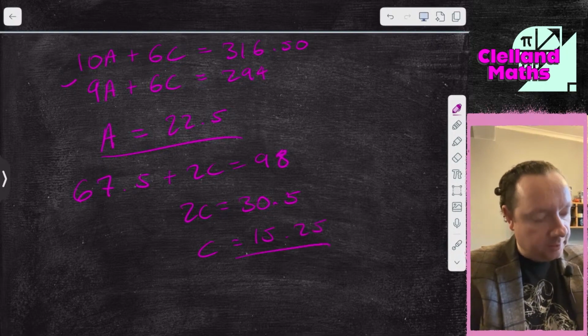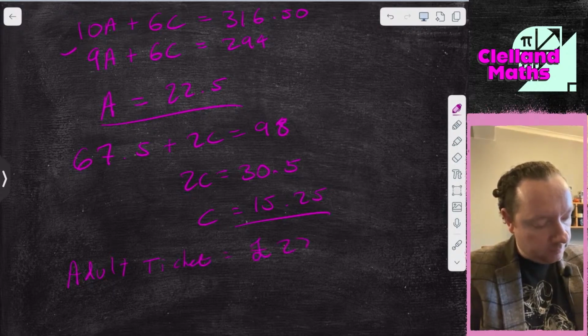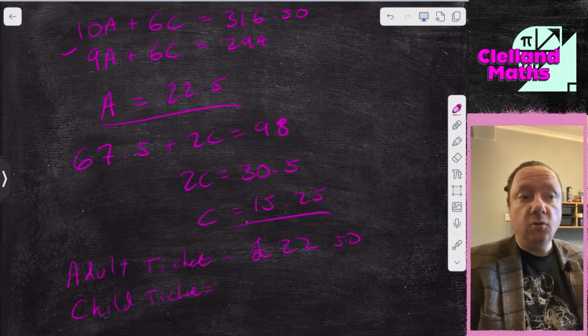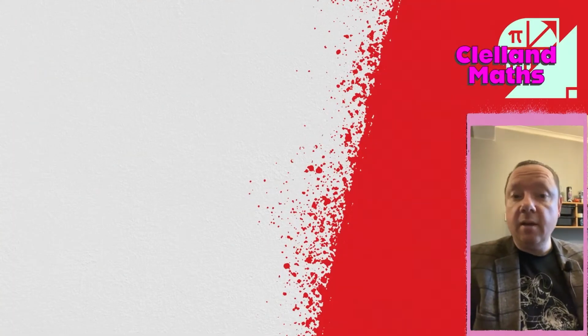This is about ticket prices. So an adult ticket would be £22.50 and a child ticket, we are on £15.25. And we're done there.